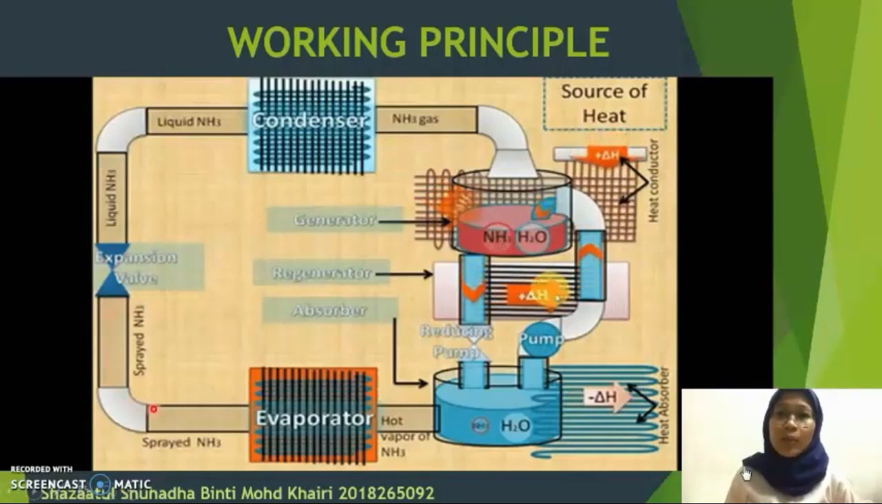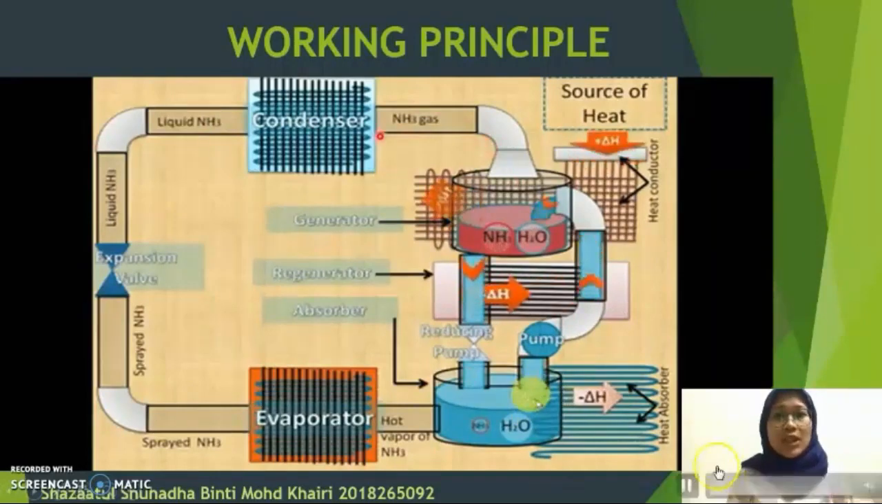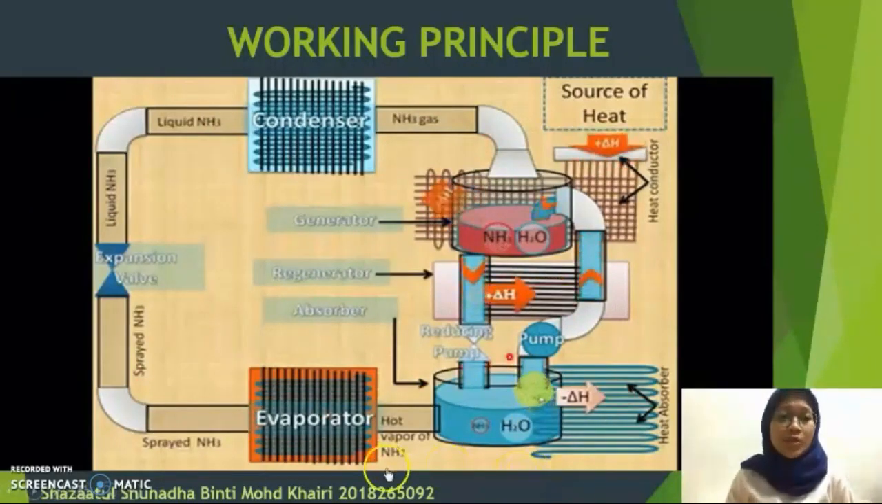Then this liquid ammonia will be passed over to the evaporator by a connecting pipe, and this whole cycle will be repeated over and over again. Thus, refrigeration or cooling will occur continuously. So this is how the water vapor absorption refrigeration system works.